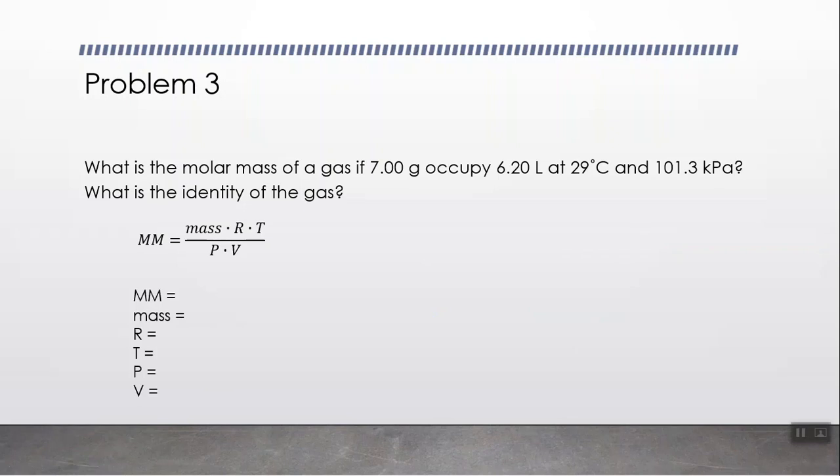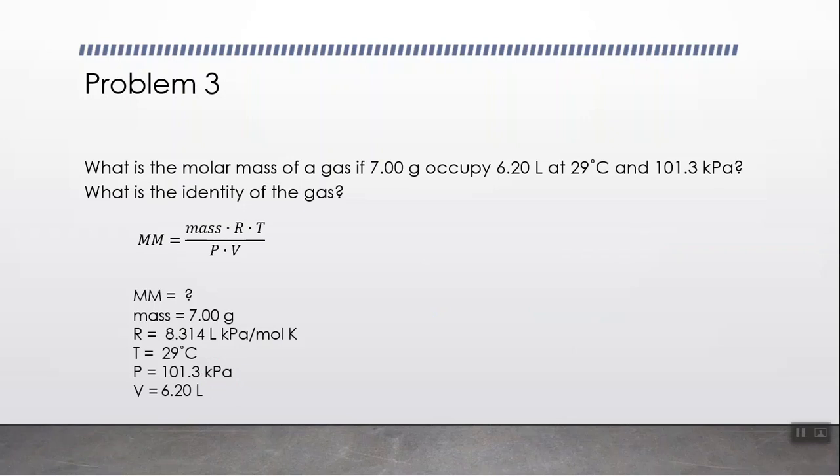We have 7 grams for the mass. We have a volume of 6.20 liters. We have 29 degrees Celsius for temperature and 101.3 kilopascals for pressure. For the R value, we're looking at kilopascals, so our universal gas constant is 8.314, and molar mass is what we're trying to find.